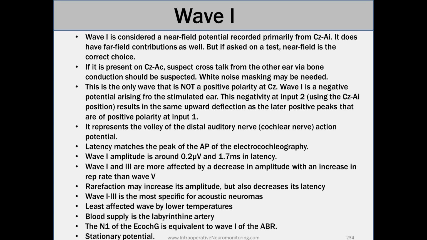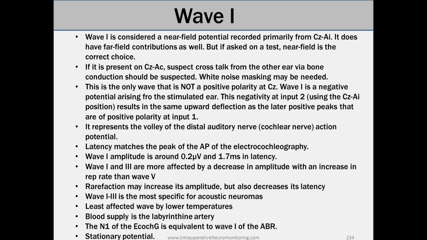Wave 1 is considered a near-field potential recorded primarily from CZ to AI. It does have far-field contributions as well, but if asked on a test, choose near-field. If it is present in the CZ to AC, suspect crosstalk from the other ear via bone conduction. If that's happening, then you should probably turn on your white noise to mask that other side at 60 decibels SPL.